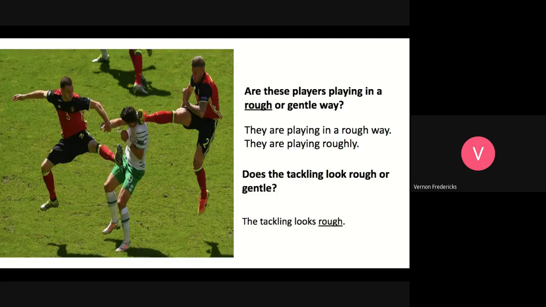Does this tackling look rough or gentle? It looks rough. It's very hard. They are hurting each other. Yeah? So rough means very hard and hurting. These guys are hurting each other in the picture. Yeah? Not very gentle. They are basically fighting.